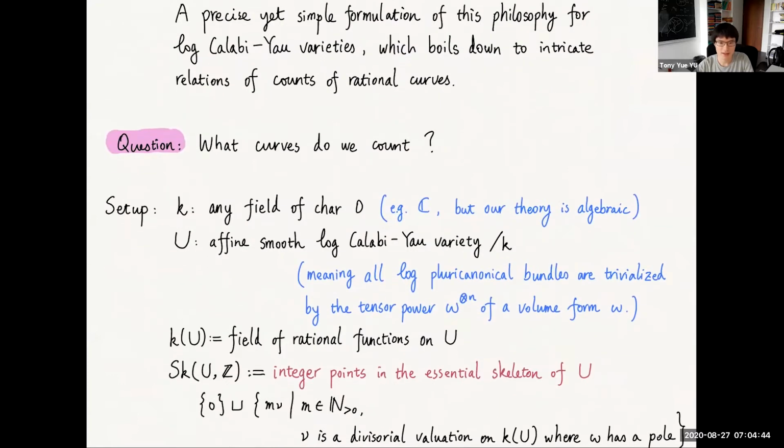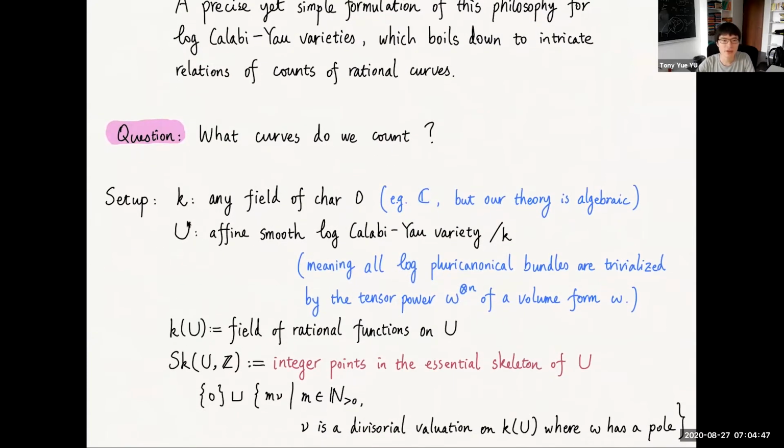Here is their setup. So we fix K any field of characteristic 0. For example, we can take the field of complex numbers, but our theory is essentially algebraic. We also fix U an affine smooth log Calabi Yau variety over K. By log Calabi Yau, we mean that all log pluricanonical bundles are trivialized by some tensor power of a volume form. And we consider K(U), the field of rational functions on U.